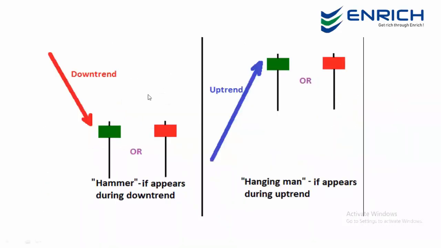So you see the difference here now, like we saw the difference between the previous patterns. Hammer and hanging man look the same, correct? But again, as I told you, do not look at the color or the shape. Look at where it appears. A hammer appears after a downtrend. A hanging man appears after an uptrend.